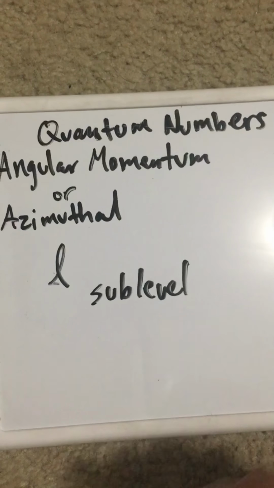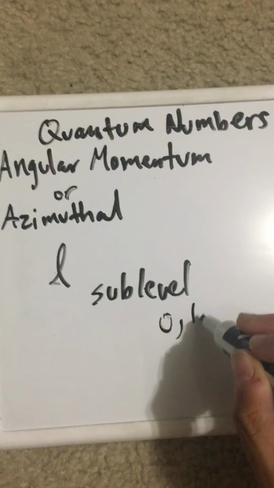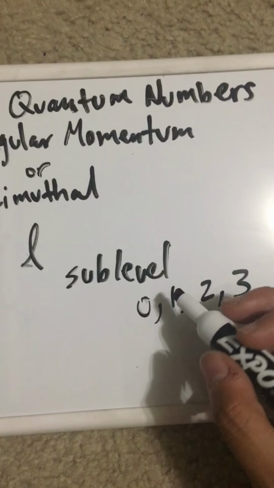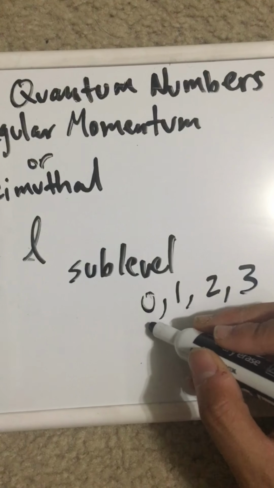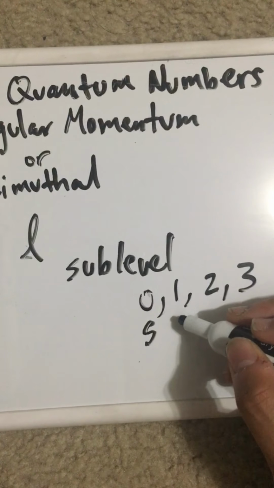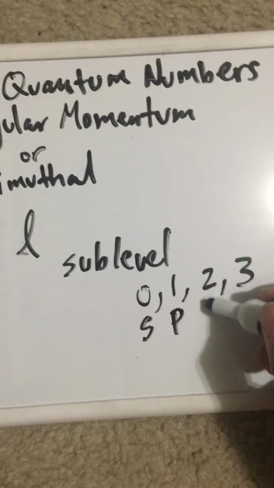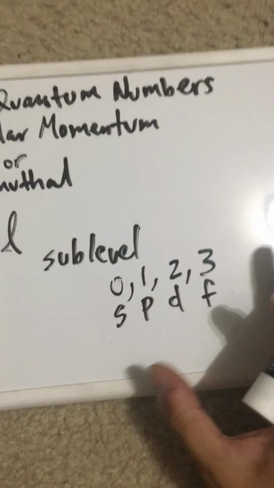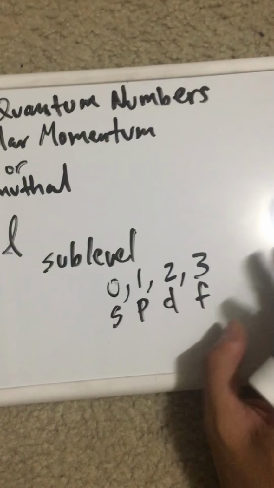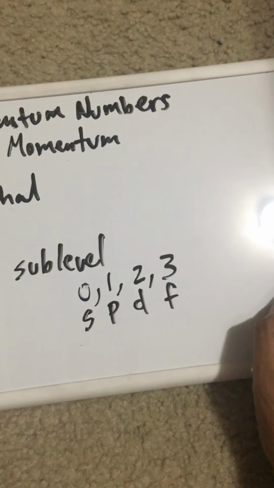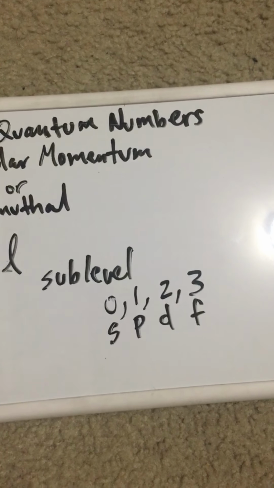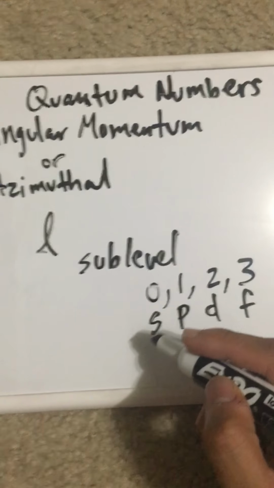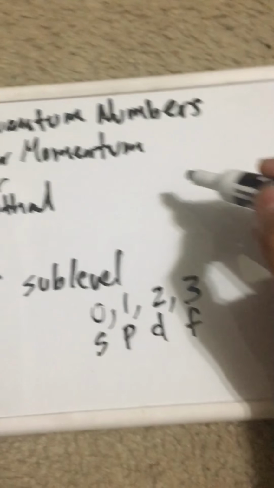And we use the numbers 0, 1, 2, and 3. Each of these numbers represent a specific letter. 0 represents S, 1 represents P, 2 represents D, 3 represents F. And there are more shapes of orbitals, with like 4, 5, 6, but we don't need to know that for the introductory chemistry class. And so these all represent shapes of orbitals, like I said.